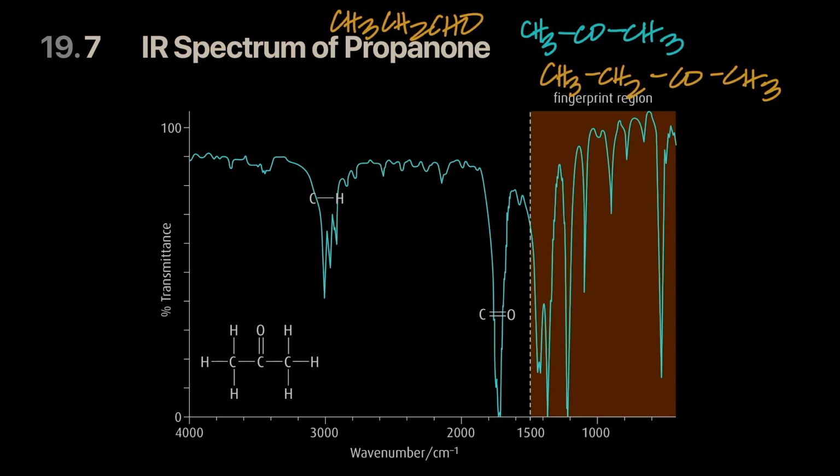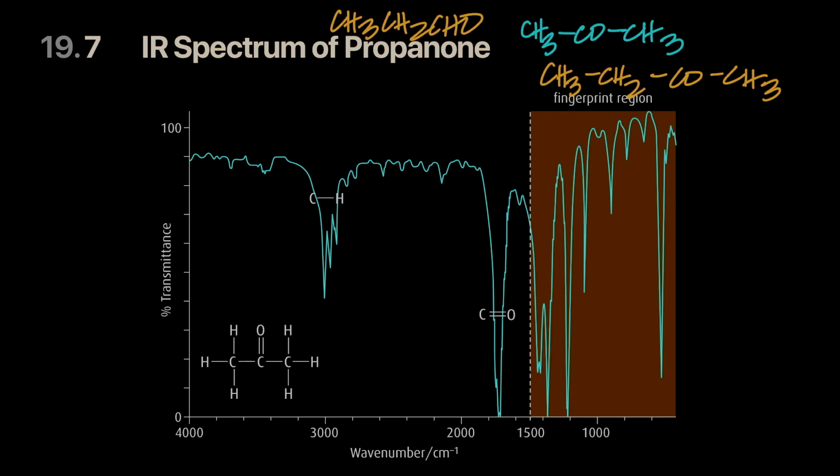So for all intents and purposes, you are going to ignore the region below 1500. You're only going to focus on the region from 1500 to 4000. That is the region where the functional groups are. And that's something that you've got to remember.